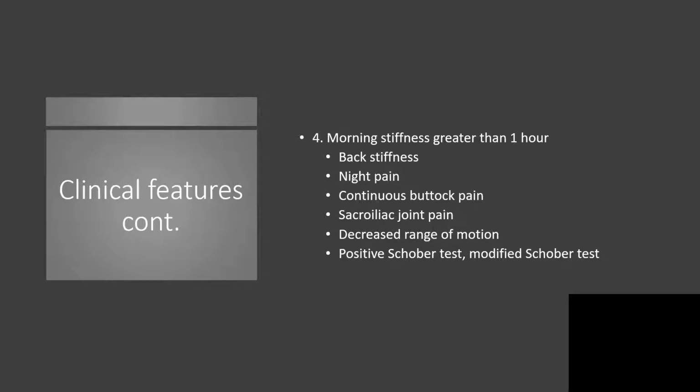When you do your Schober or modified Schober test, it's going to be positive. As a matter of fact, that is the main test we do on physical examination when a young man or woman presents with sacroiliac joint pain and we're suspecting ankylosing spondylitis. Modified Schober test.